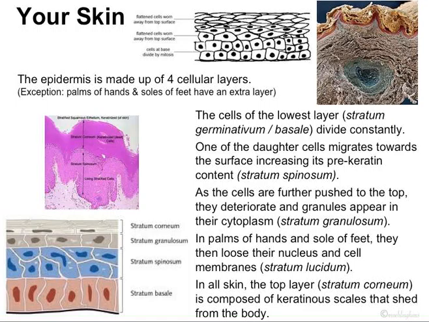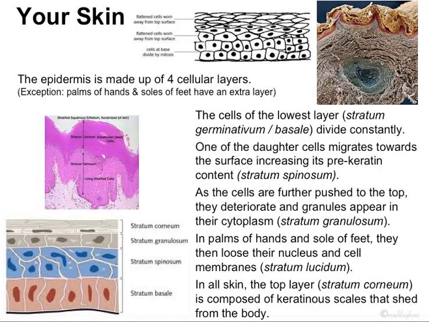Those cells divide constantly. And when we have division, we have 2 daughter cells coming out of the cell division, and then one of those daughter cells migrates towards the surface. And what happens at that point, we start increasing this protein keratin. So we have a pre-keratin content increase. That's known as the stratum spinosum, because the cells have little spine-looking things on them, and so they call them spinosum. And then as the cells are pushed further towards the top, they deteriorate, they start dying, and more granules appear in the cytoplasm, and so they call that stratum granulosum, because there are granules showing.